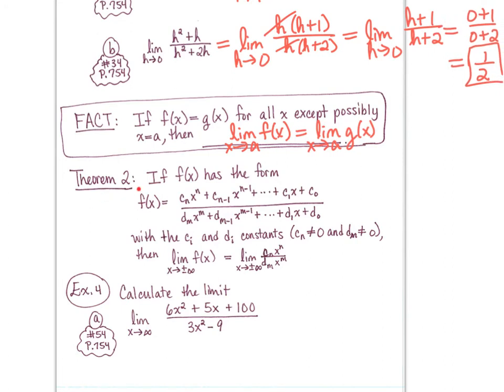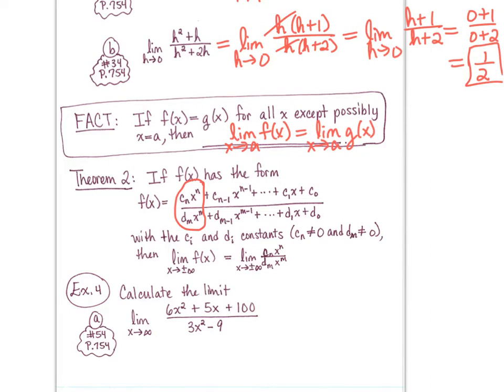And now theorem 2 says, if f of x has the form of this nth degree polynomial over this mth degree polynomial, with c sub i and d sub i constants, and c sub n is not equal to 0 and d sub m is not equal to 0, so the leading coefficients are not 0, then the limit of f of x as x approaches plus or minus infinity is equal to the limit of c sub n x to the n over d sub m x to the m as x approaches plus or minus infinity. So it's saying that all we really need to do is pay attention to these leading terms here.